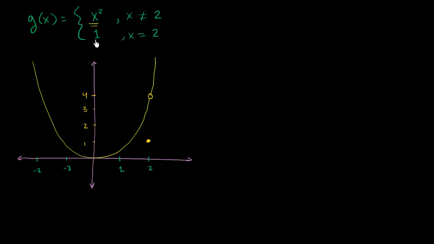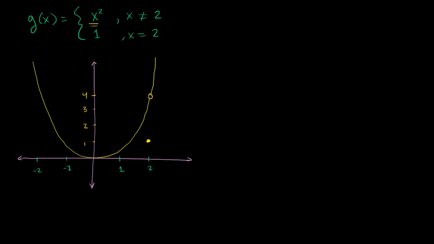You use g of x, or I should say g of x is equal to 1. Have I been saying f of x? I apologize for that. You use g of x is equal to 1. So then at 2, just exactly at 2, it drops down to 1, and then it keeps going along the function, or I should say, along the function x squared.